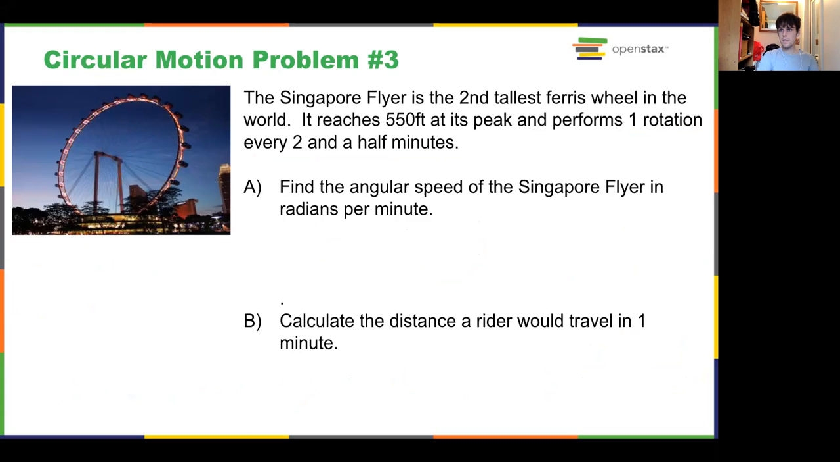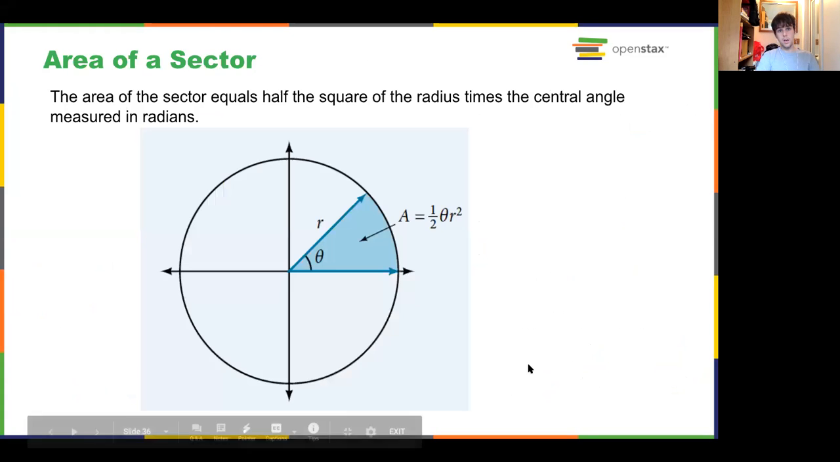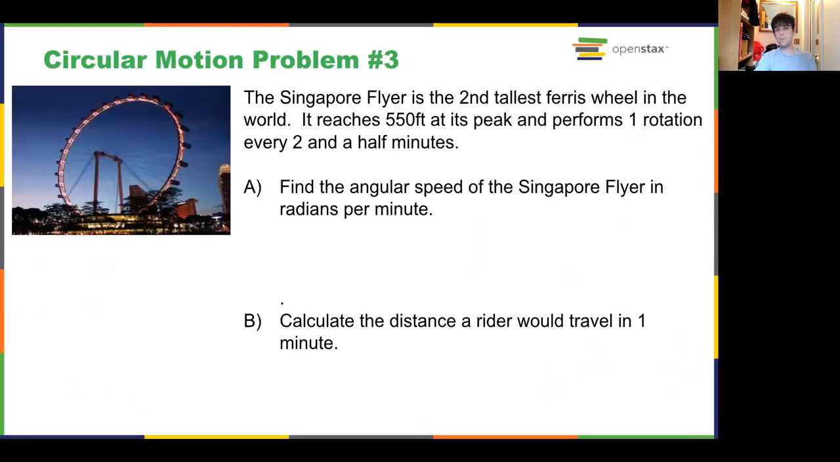Okay, and let's kind of wrap things up. We're not going to be doing the area of a sector. This is something we decided to drop out, but so that's it.